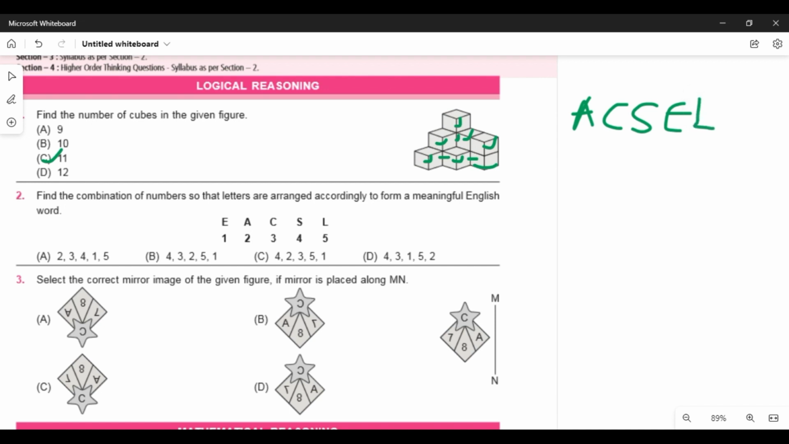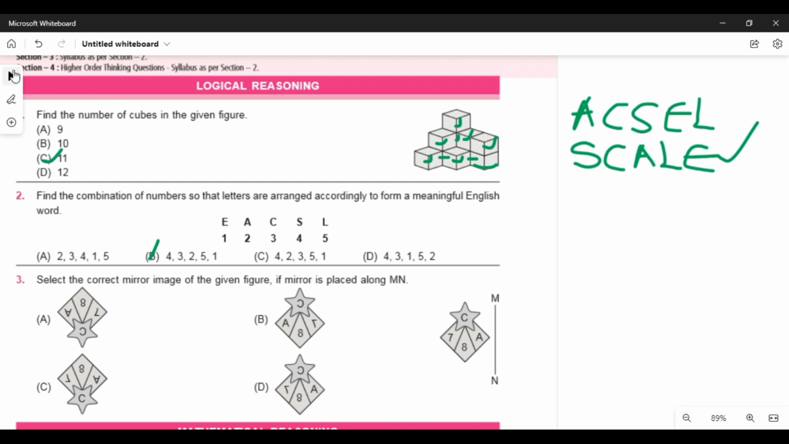So A is not a good option. It doesn't give us a good combination of letters of the alphabet. Now, a good combination of letters. Let's look at B. 4 comes first. S. 3 comes second. C. 2 comes third. A. 5 comes next. L. And then finally 1, which is E. And that gives us what? The word SCALE, which is a correct combination of numbers to form this word. So the correct option will be what? Will be option B. Good.